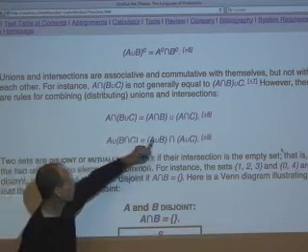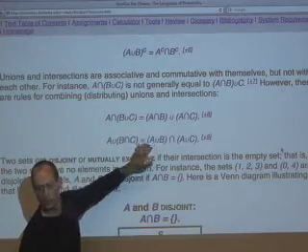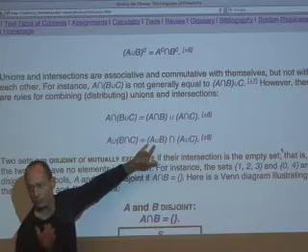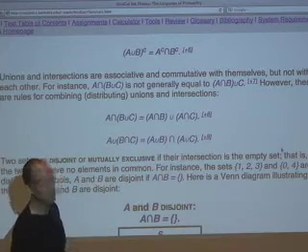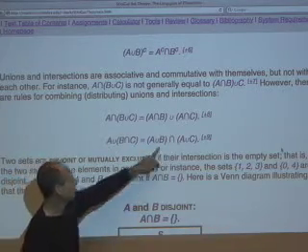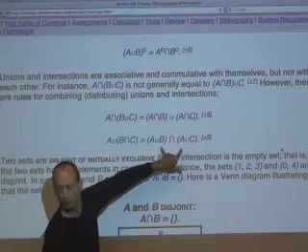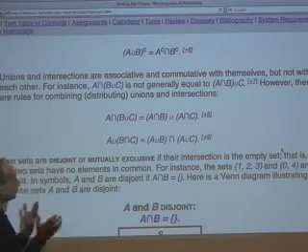The "or" always means this or both. It's things that are in either or both of these sets. The union always means that. This means it has to be in both. All right, so does this sort of make sense?